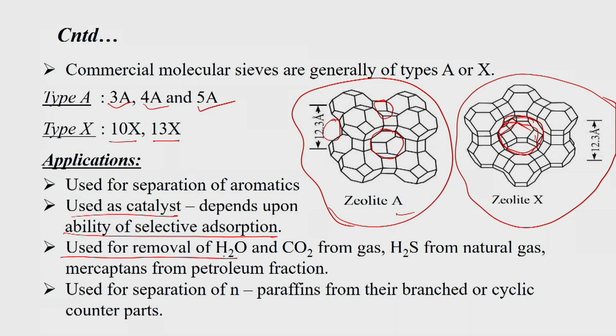And this is also used for the removal of water and carbon dioxide from gas, or H2S from natural gas, then mercaptans from petroleum fractions also, and these are also used for the separation of normal paraffins from their branched or cyclic counterparts. Because these are of different specific sizes, the target components with similar shapes will be trapped inside this particular type of zeolite.